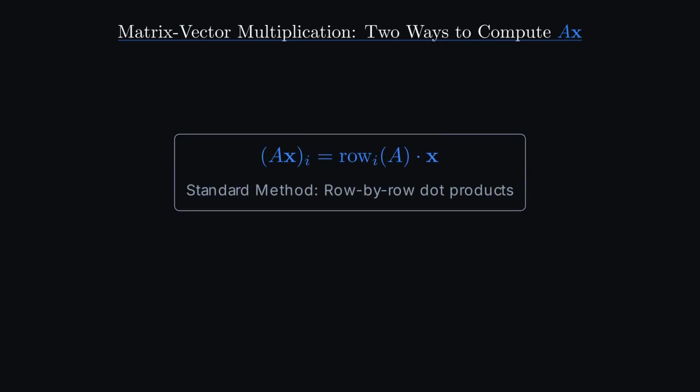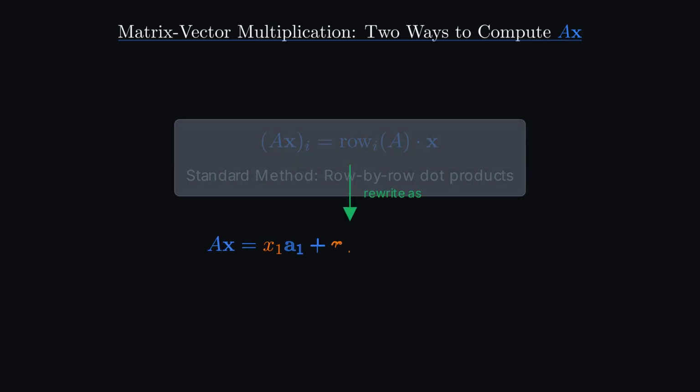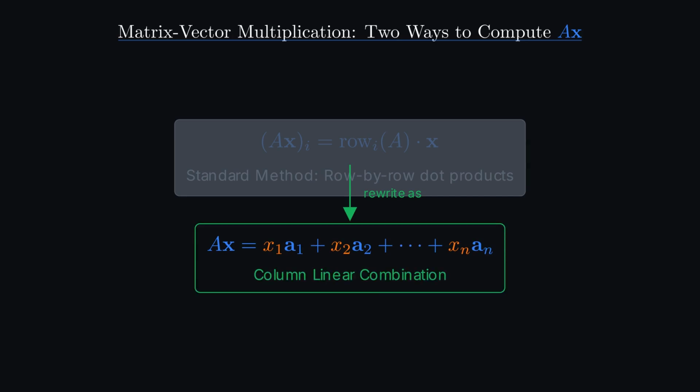Most students learn matrix vector multiplication one way, and it's the less useful way. The standard method computes each entry of the result separately using dot products row by row. It works, but it hides the deeper structure. There's a second method that reveals what matrix vector multiplication really means.